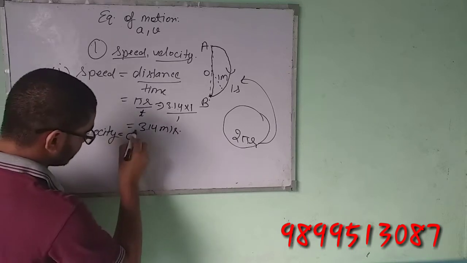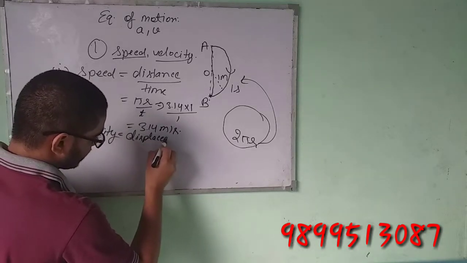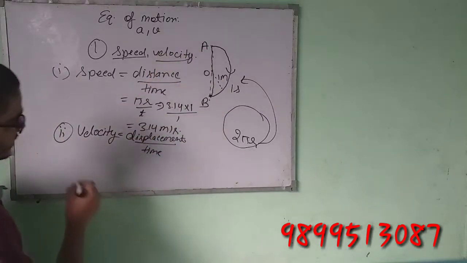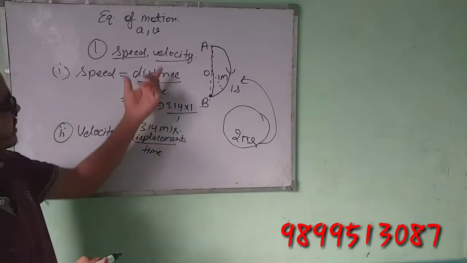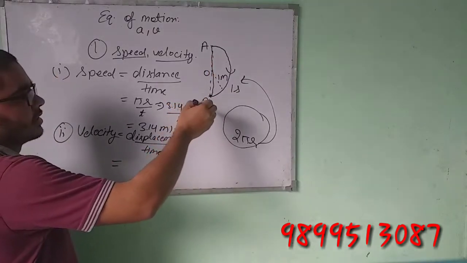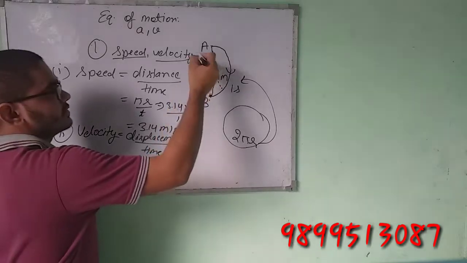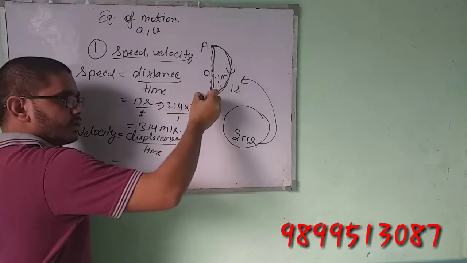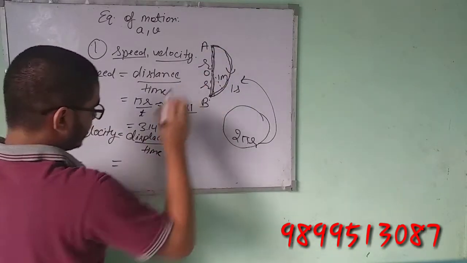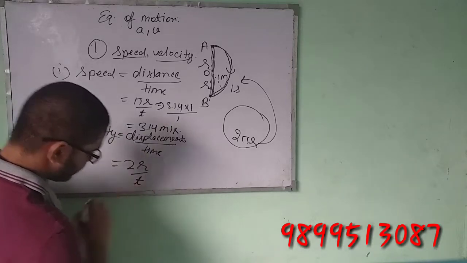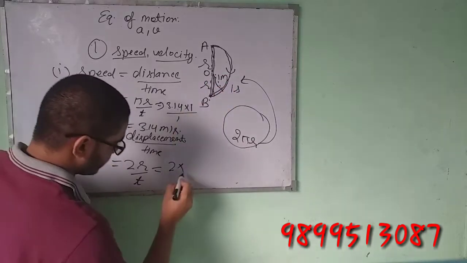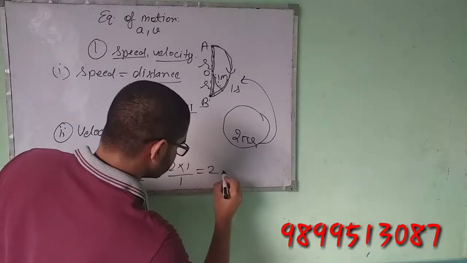Then velocity. This is displacement upon the time taken by the body in this whole journey. Again, you need to understand the difference between distance and displacement. This shall not be the displacement because displacement is the minimum distance. So which one is minimum, this one or this one? Obviously this one, and this is equal to r plus r, which is 2r, over time. The value of r here is 1 meter and time is 1 second. This turns out to be 2 meter per second.